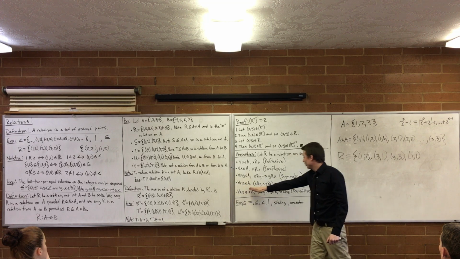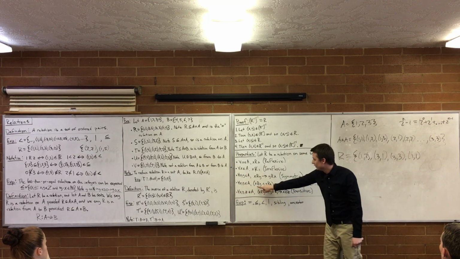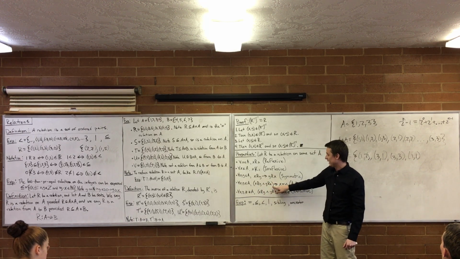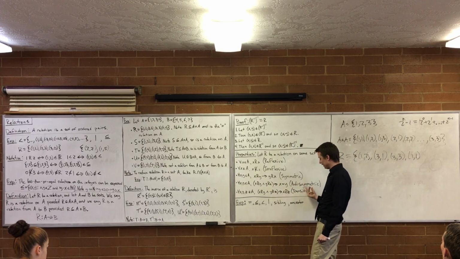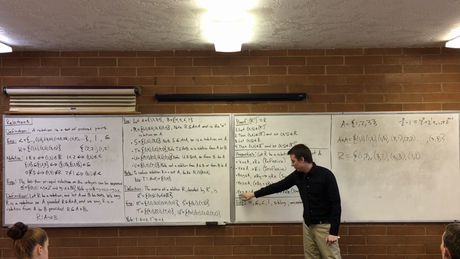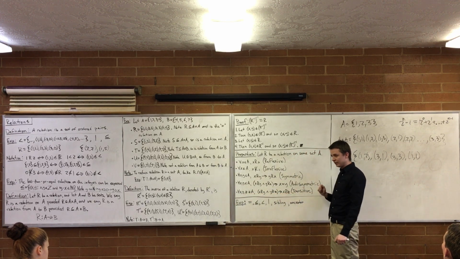And then we have what's called antisymmetric. So if for all x and y, if x is related to y and y is related to x, then x and y are equal. If that's the case, we call the relation antisymmetric. And then finally, transitive. If you have three elements, x, y, and z, if x is related to y and y is related to z, then x is related to z.